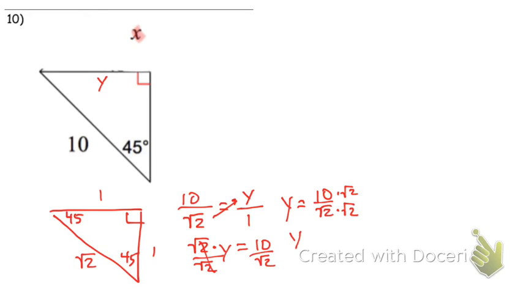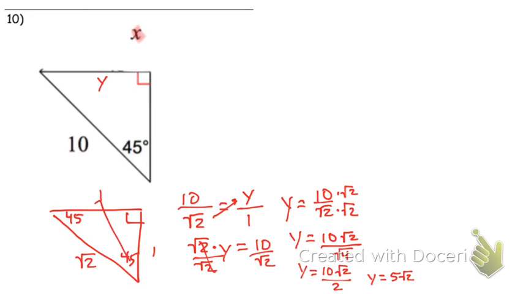Okay, and watch what happens. On top, we get 10 radical 2. That's pretty simple. Or 10 times radical 2. On the bottom, the square root of 2 times the square root of 2 is actually the square root of 4. And the square root of 4 is just 2. So y equals 10 radical 2 on top. Nothing happens there. But the bottom now turns to 2. And then, if you look, I can reduce 10 and 2. 10 divided by 2 is 5. So y is actually 5 radical 2.